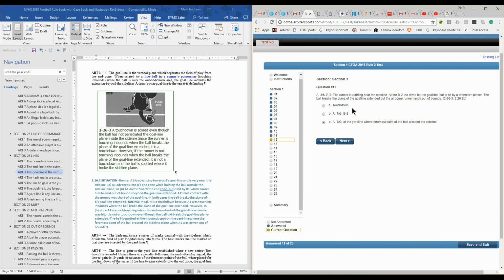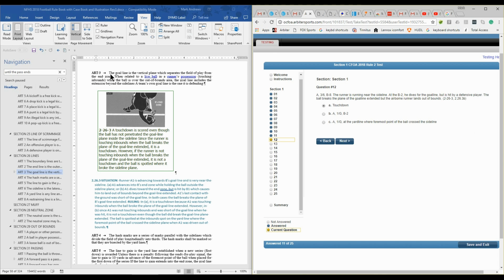What do we have? Is it a touchdown? Do we have A, 1st and goal at the 2? Do we have A, 1st and goal at the yard line where the foremost point of the ball crossed the sideline? Okay, we're going to take a look at the rule. The rule, the definition of the goal line is 226-3. We're going to look at that. And we're also going to look at the casebook entry 226-3 Part B.